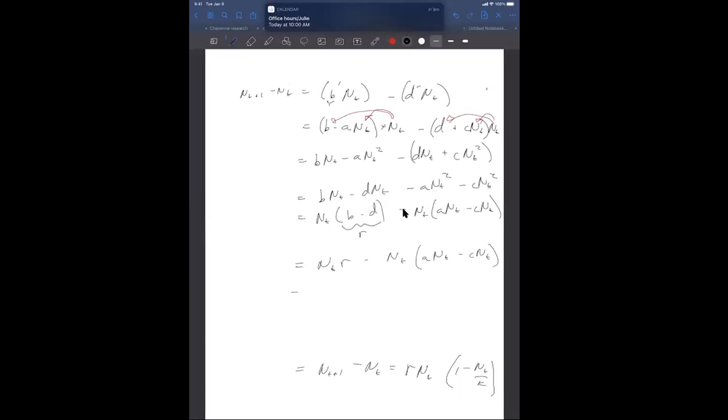Okay, here's this last step. a minus c, so 1... we have to do some completing the square. a minus c.